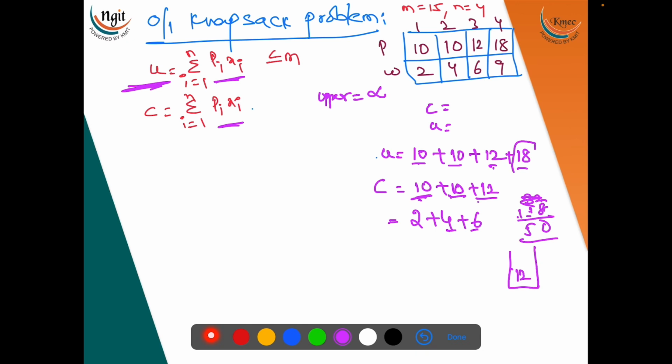Now how can I place the total object inside of the bag? I cannot, right? Because I don't have the space. I have only 3 kgs of weight left to be used, but the fourth item has 9 kgs of weight. Among this 9 kgs I can take only 3, so that's what the cost function I'm going to take with the fraction.